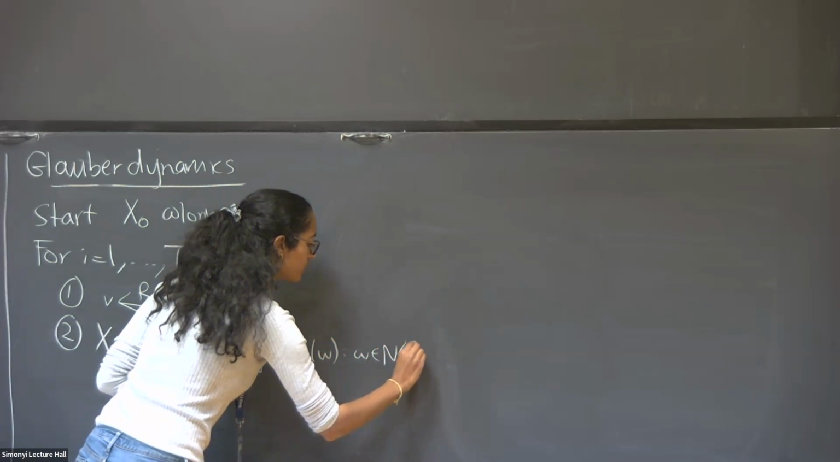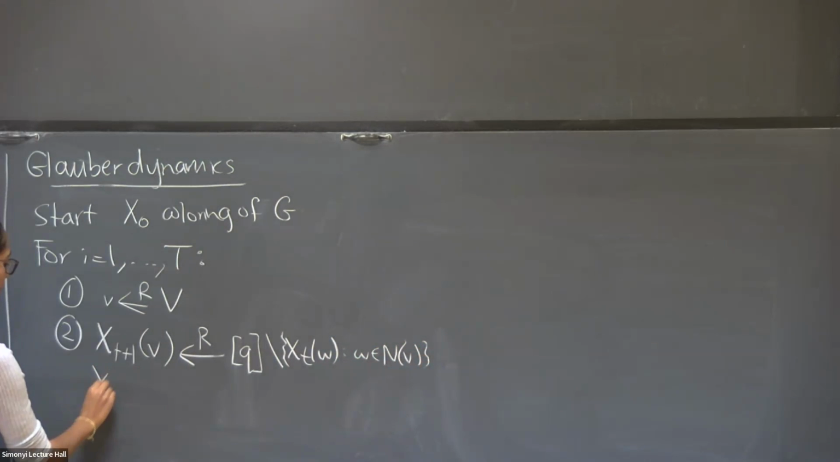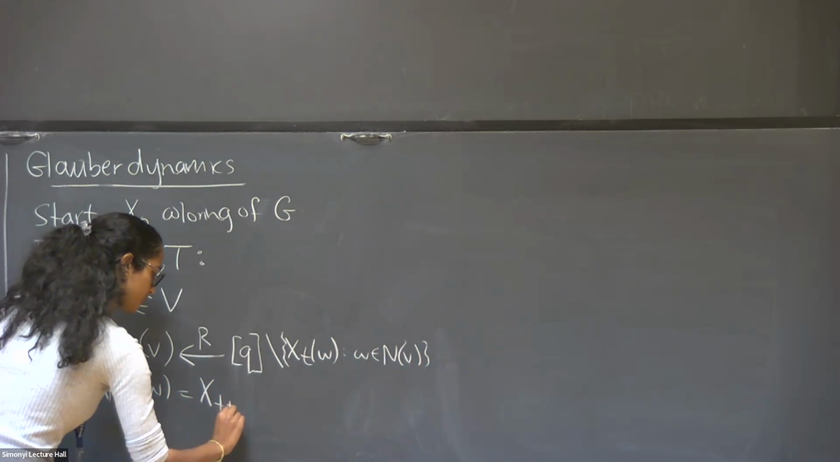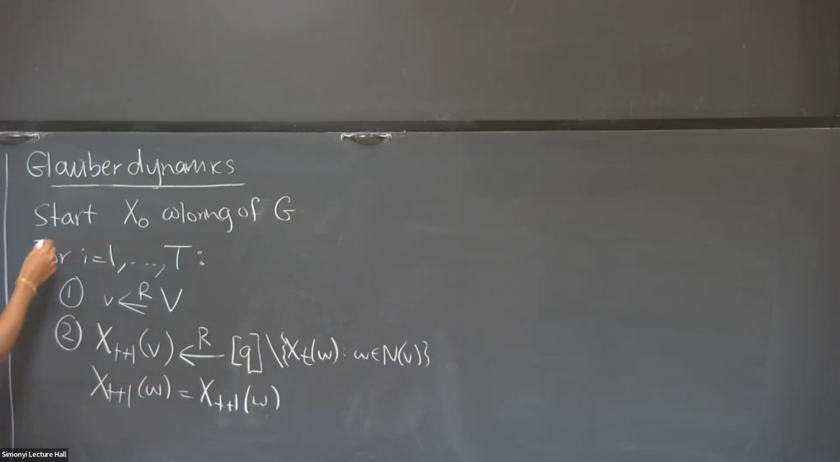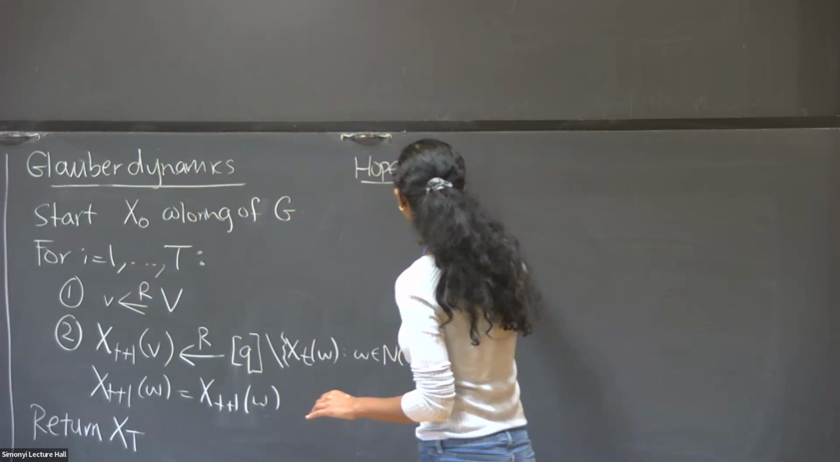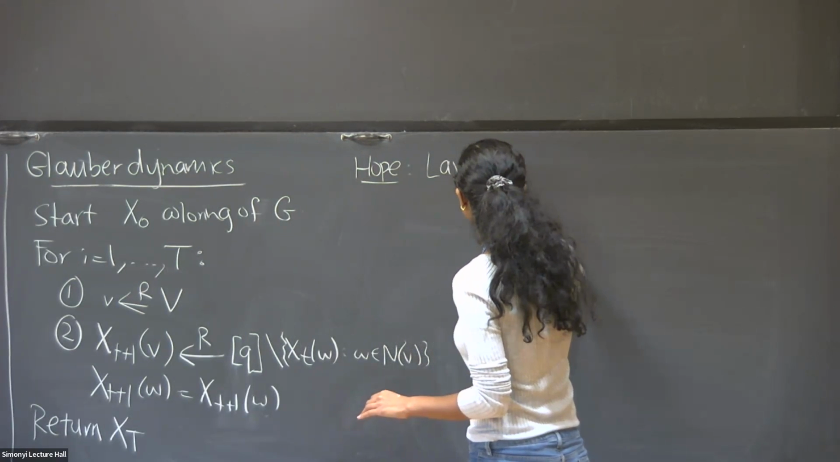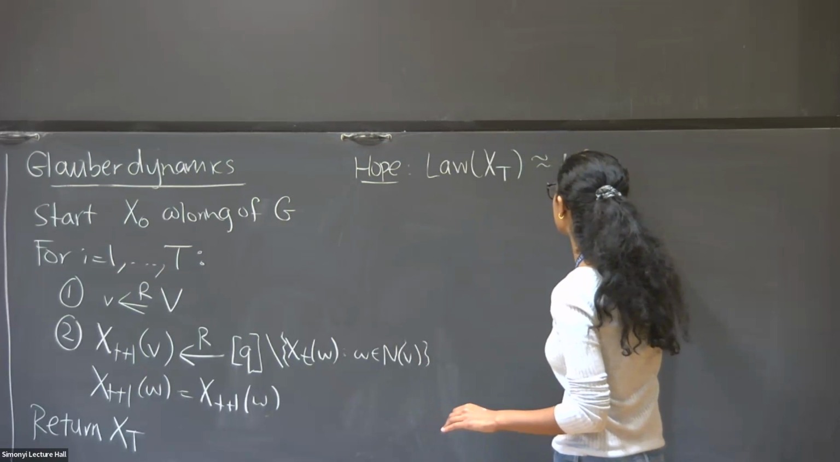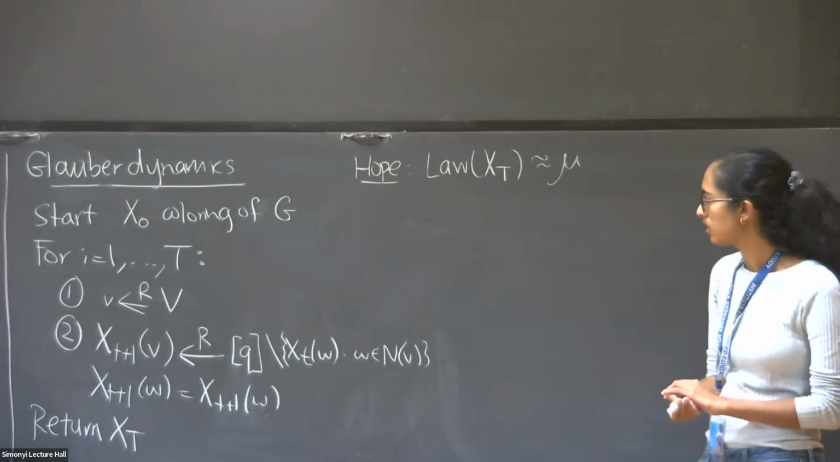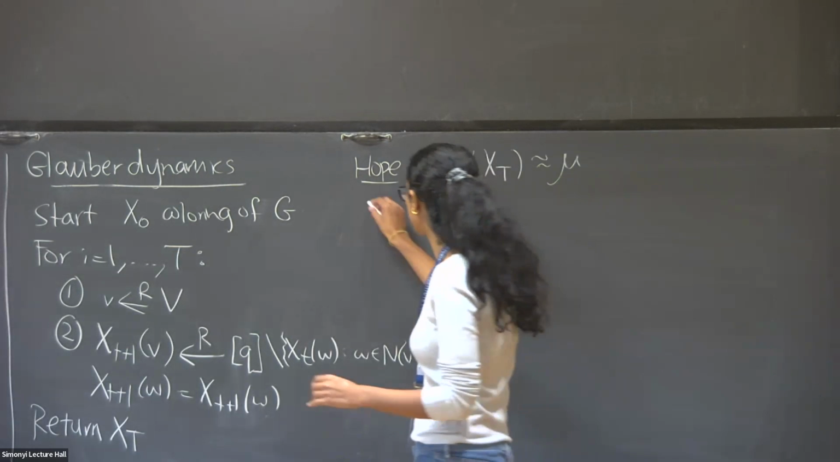And I'll keep all of the others, X_{t+1}(w), all the others are going to just stay the same. And eventually, once I run this for T steps, I'll return my coloring X_T. And the hope is that the law of this random coloring I spit out is close to the uniform distribution over proper colorings. And in what sense do I mean approximate?